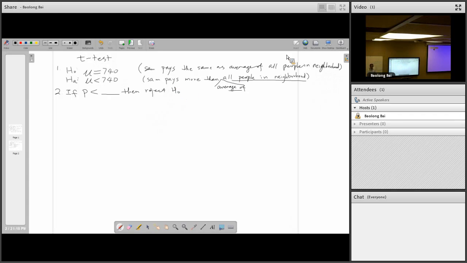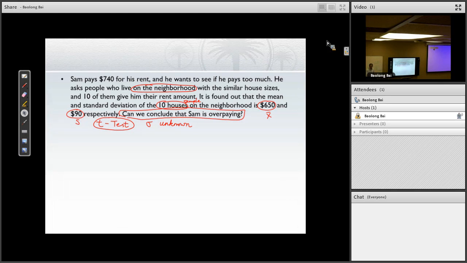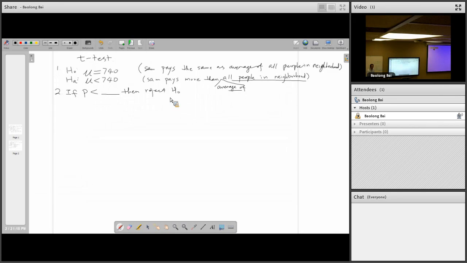So let's check on the problem. Does it tell us what alpha to use? Apparently it didn't, right? But we know if we're not given alpha, we have a default. The default alpha will be 0.05. Then step 2 is done. Always the easy sentence.